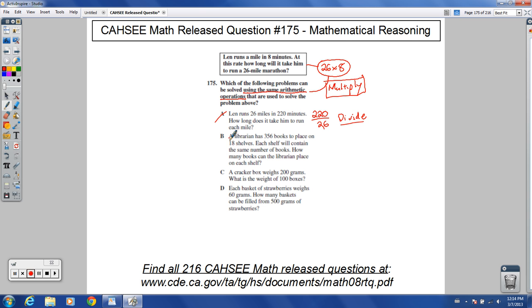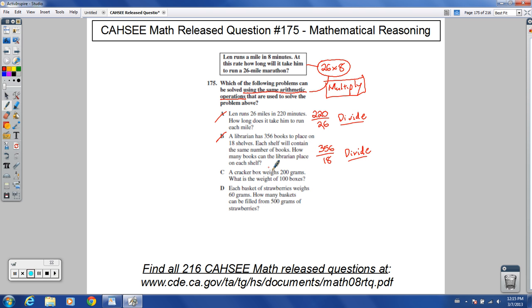Number 175, part B here, it says a librarian has 356 books to place on 18 shelves. Each shelf will contain the same number of books. How many books can the librarian place on each shelf? So this one, same idea. You have this total number of books, and we've got 18 shelves to split them up into. So you'd have 356 divided by 18. This is another divide by problem. Notice I'm not actually solving this. I don't care to do that if I don't have to. I'm just saying, what is the operation? We are dividing.